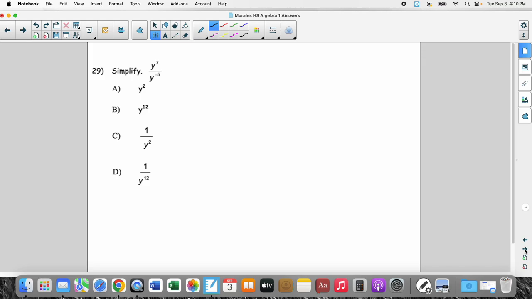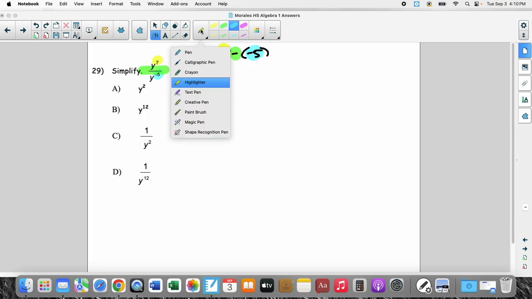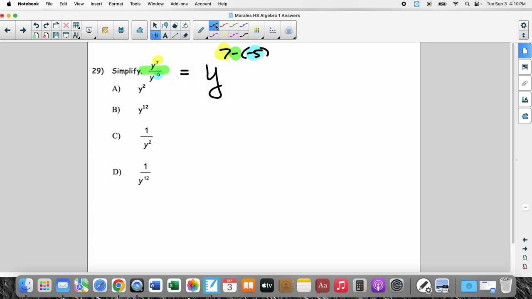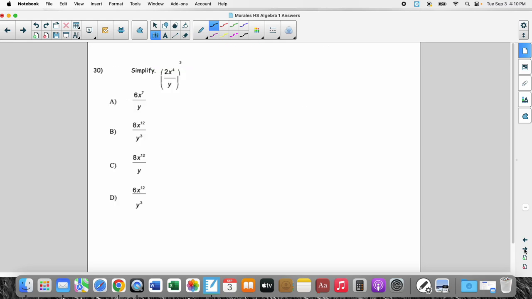When we divide like bases, what do we do with their exponents? We are going to subtract them. The exponents are 7 and negative 5. Make sure you understand that the negative represents the division, and that negative represents the exponent there. Very tricky. A lot of students would just say 7 minus 5, which is incorrect. You get 7 plus 5, or y to the 12th. Y to the 12th is the correct answer.